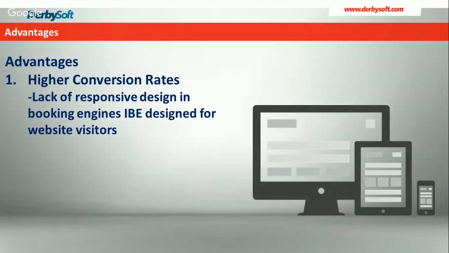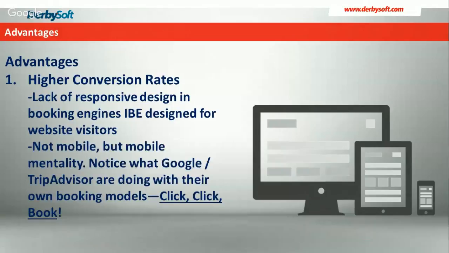Like we said, the lack of responsive design in booking engines, which are designed for website visitors, people that come to your brand.com and go through the sales cycle from that point forward, as opposed to somebody that comes in already knowing the rates and availability, which normally are the number one drop-off point in the sales cycle. But they already know that. So now we're clicking on that, and that gives them a mobile mentality. I want to book that. Google does this too, and we'll talk about them next week, by the way, but Google and TripAdvisor both do this with their assisted booking models. Click, click, book, getting you through that process quickly.